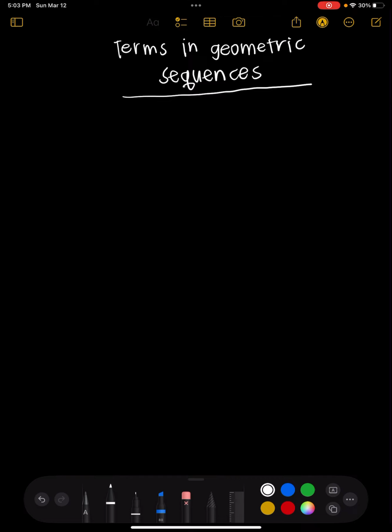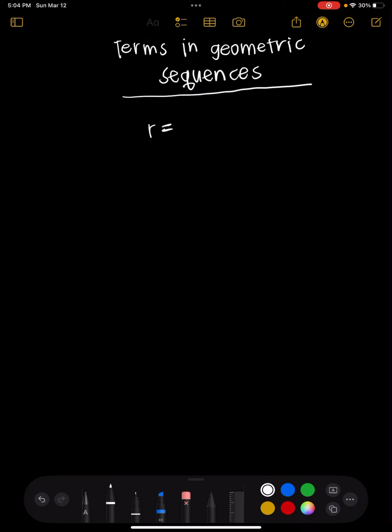remember. So when we talk about geometric sequences, the first thing we want to do is figure out what we're multiplying by every time. And that is called our common ratio. So we represent that with the letter R. Instead of saying D for our common difference, like we did in arithmetic sequences, we would say R equals something for our common ratio.